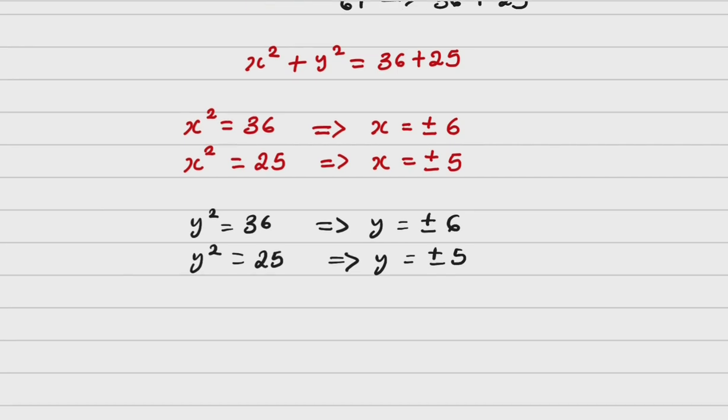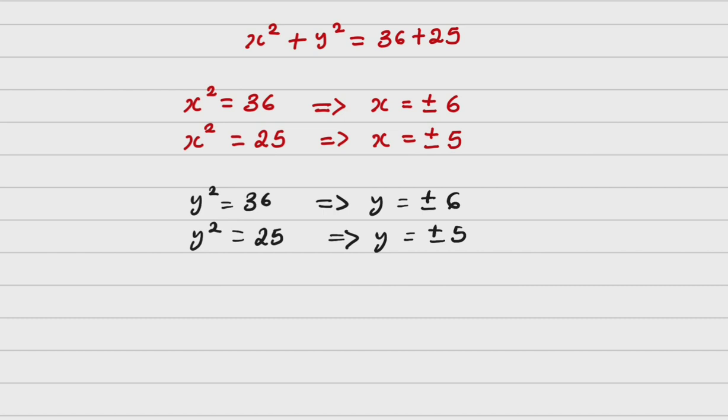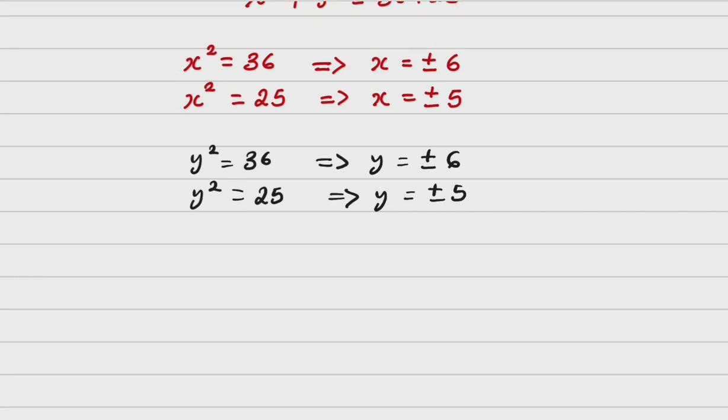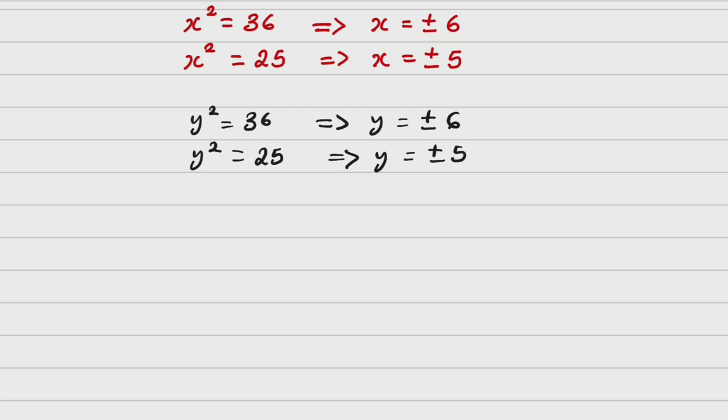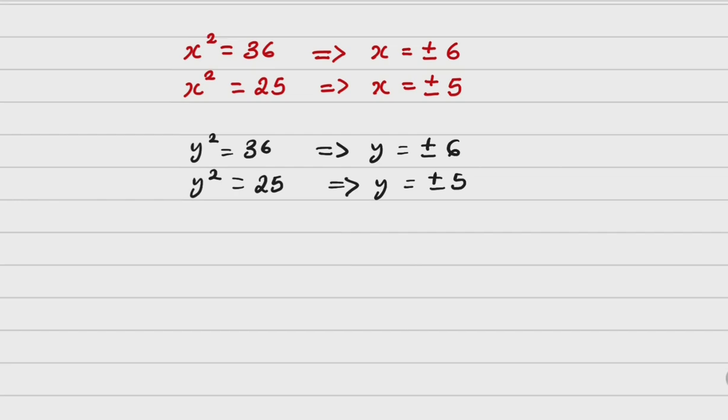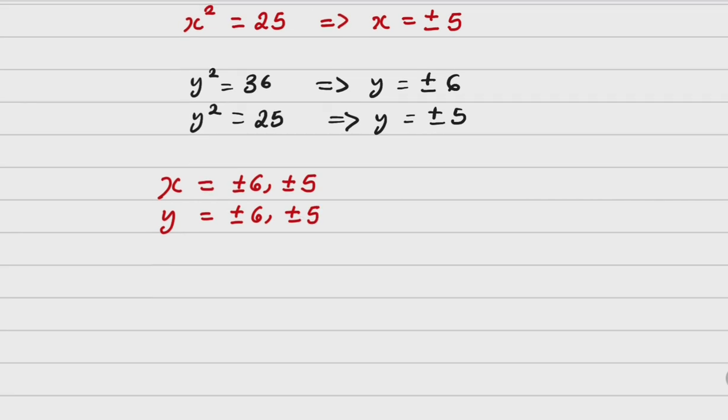So, it's commutative. Hence, we have these 4 possibilities that we can narrow down to: x is equals to plus minus 6, then plus minus 5. So also y is plus minus 6, then plus minus 5. But you know, x is different from y, okay?